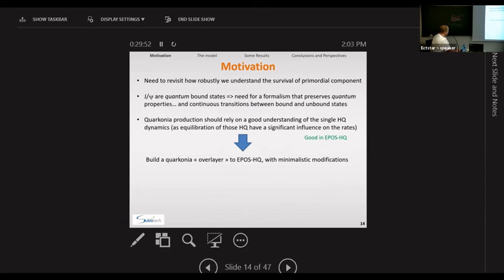Okay, we are building just another layer to EPOS HQ, and so it is the thing that has been presented over the years. This EPOS HQ is a thing where we had pretty good, let's say, comparison. So the D mesons are still the same. Basically, we do not touch the D meson at all. So there is competition, and yes, everything goes.